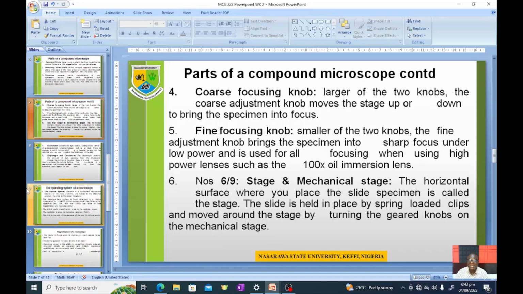Numbers 6 and 9, which are the stage and mechanical stage respectively, are the horizontal surface where you place the slide onto which the specimen is made, and is called the stage on a general note. It could be a stage where it becomes mechanical. It has all the adjustable appliances. The slide is held in place by spring-loaded clips and moved around the stage by turning the geared knobs on the mechanical stage.